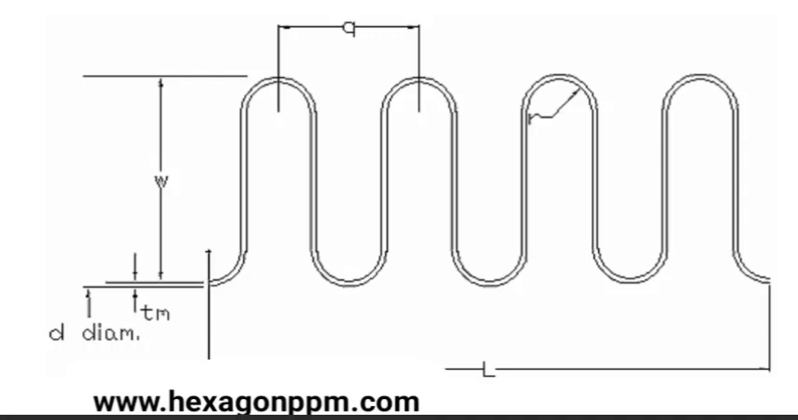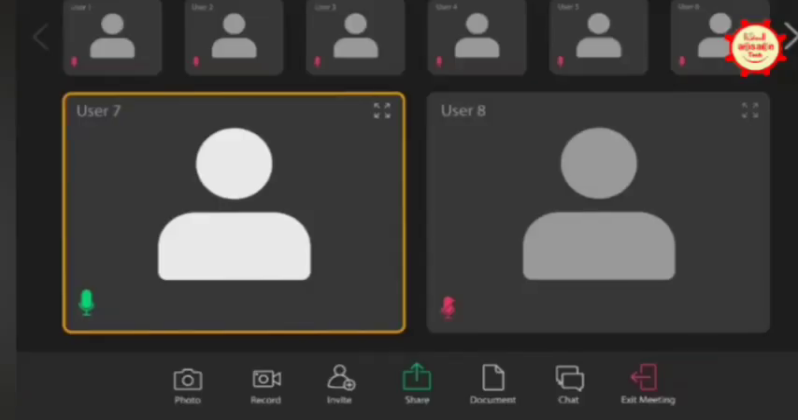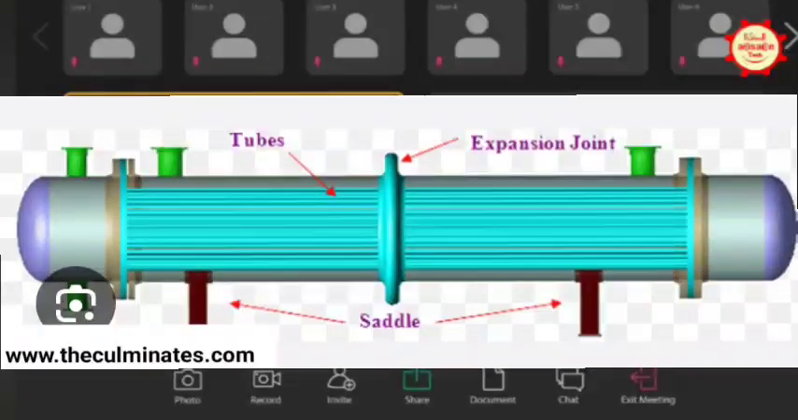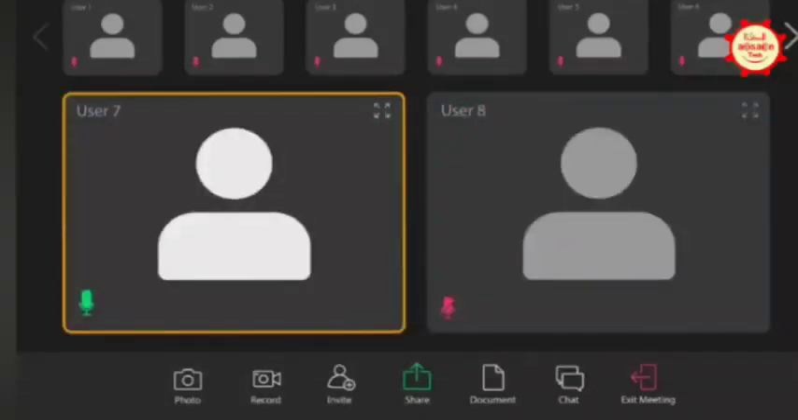So PV Elite gives the output for these bellows, and based on that we can specify to the vendor. Based on the thickness we arrived at, we have to inform the vendor. This is the thickness. I think maybe we need to give something called spring rate. Yes, spring rate. These factors we have to give to the vendor.